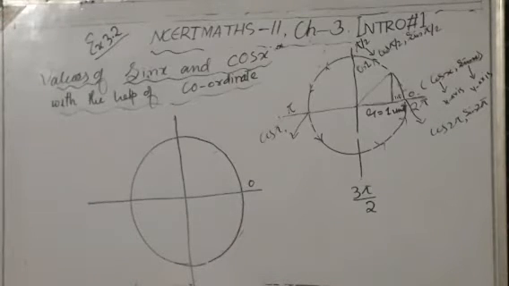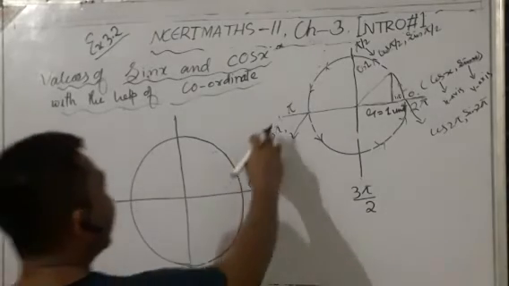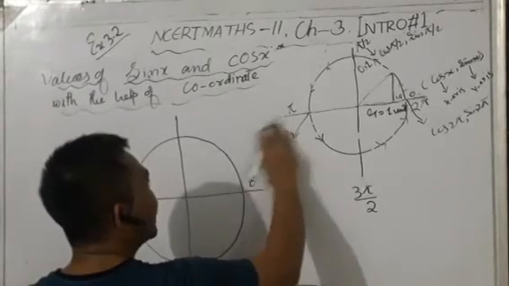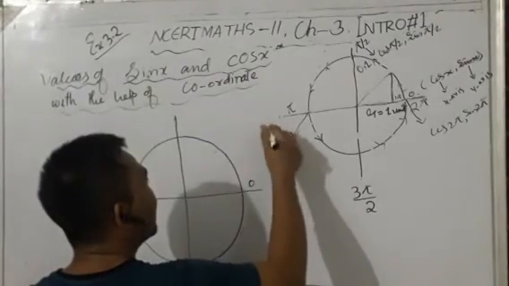The first quadrant is all positive. And what about the second quadrant? Negative and positive. Correct? Negative and positive. So it will be cos pi.